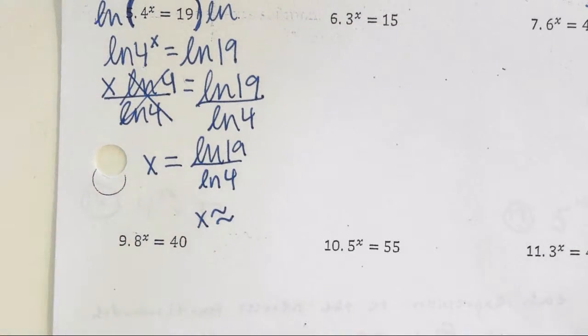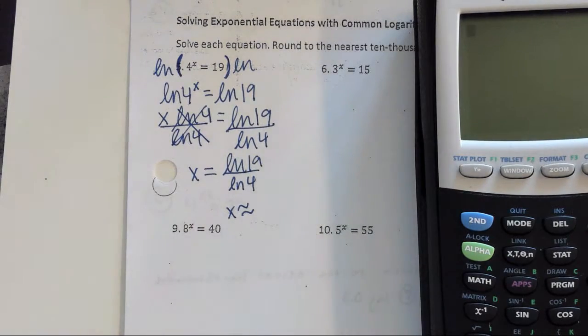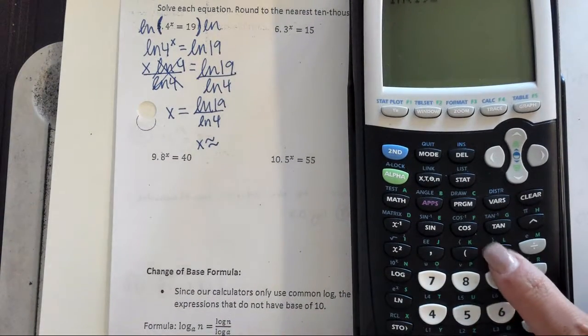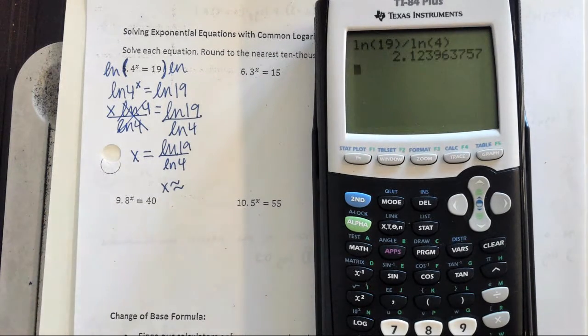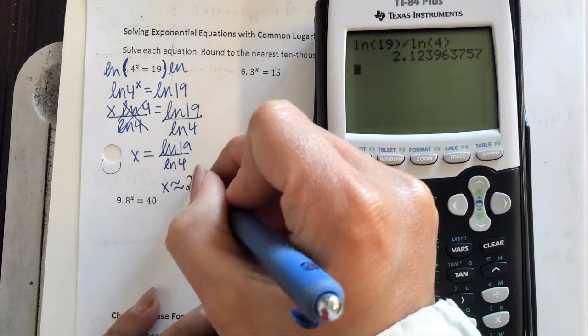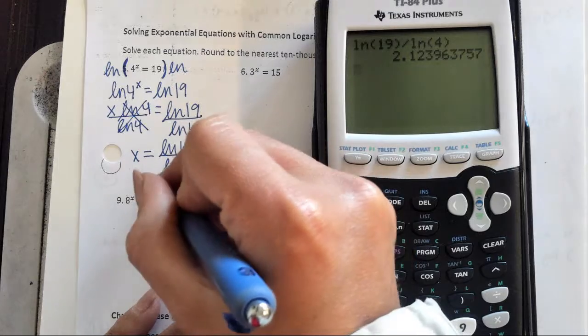Now all you have to do is type this in your calculator. So your ln button is right below your log, right here. So all you have to type in is ln 19. Make sure you close your parentheses. Divided by ln of 4. You're always going to get a decimal. Let's round that to the nearest 4 places after the decimal. So that'll be 2 point what? Very good.